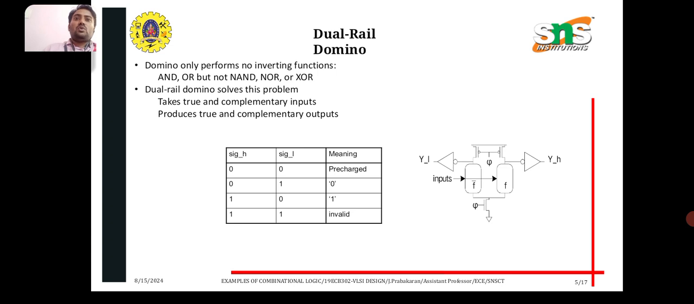Dual rail domino gate structure. Each domino logic gate in a dual rail configuration has two separate evaluation networks, one for the true output and another one for the complement. It offers inherent error detection, improved noise immunity and glitch detection. The dual rail approach can slightly increase dynamic power consumption due to the additional circuitry.